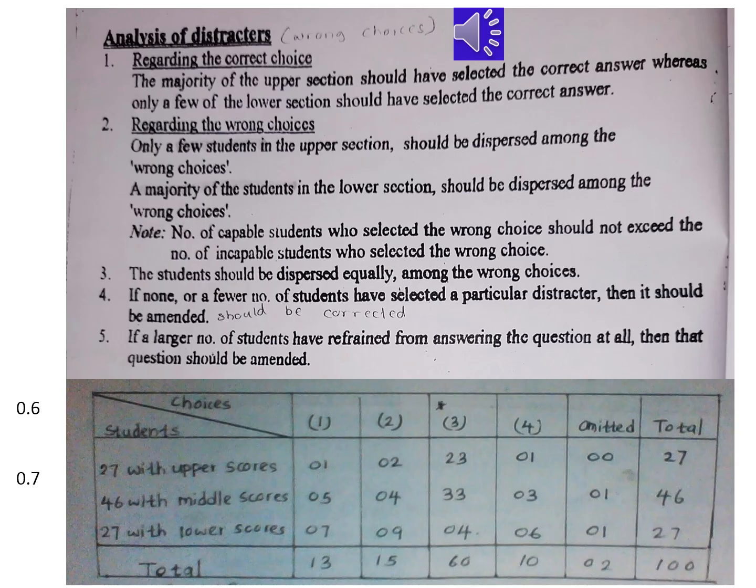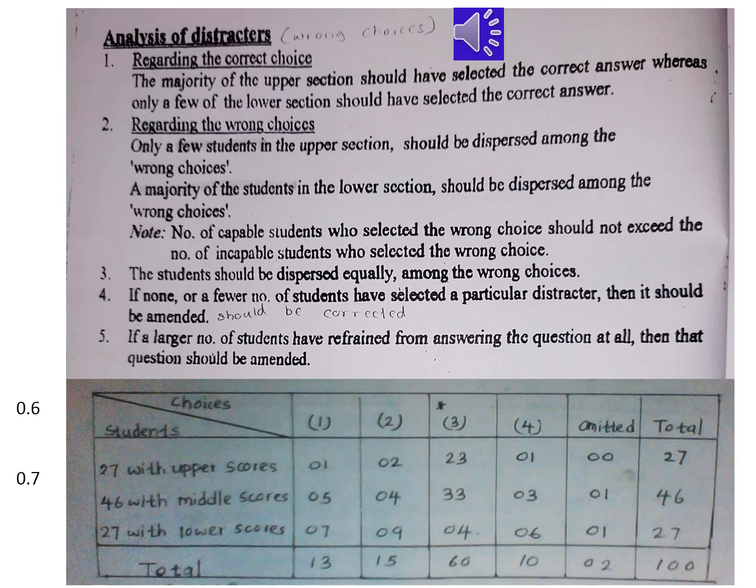First step, convert it into a percentage. 0.6 means 60%. Then interpret. You say, around 60% of students have found the item easy, whereas 40% of students have found the item difficult.